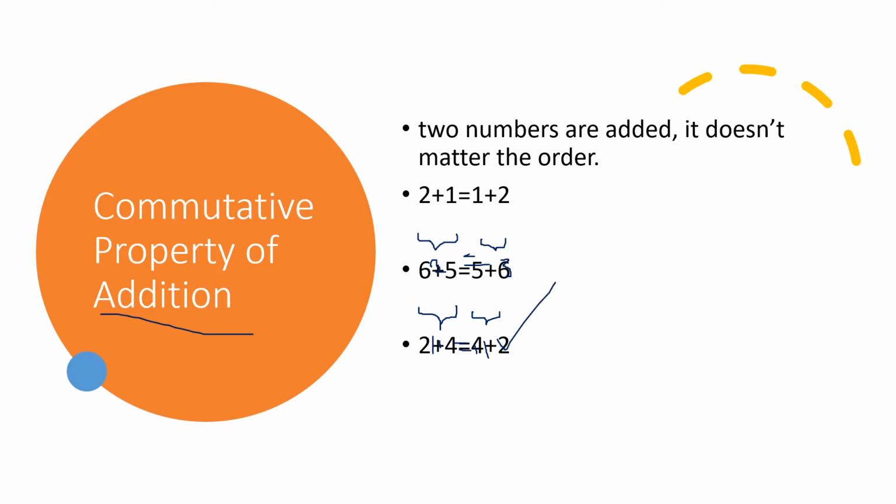Now another example. 2 plus 4 is 6, and 4 plus 2 is 6. So no matter which way you add them, you get the same answer.